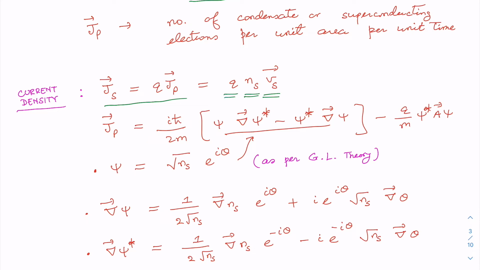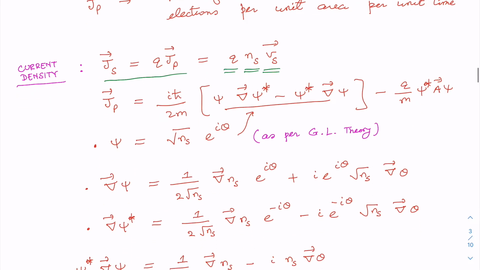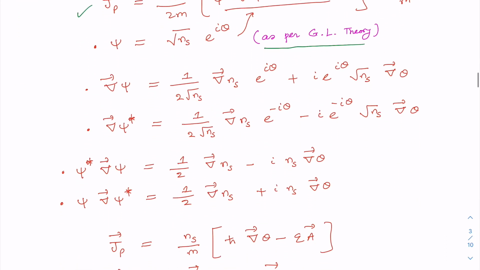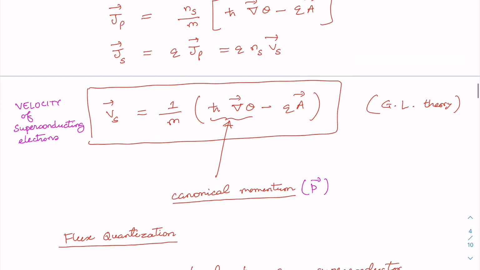Q is the charge here, and we can use the wave function as per the Ginzburg-Landau theory and put it in the expression here, and then we will get a couple of equations. Thereby, finally, we saw that this phase can be given a physical meaning: h cross times the gradient of theta, where theta is the phase, acts like a canonical momentum for these superconducting electrons.